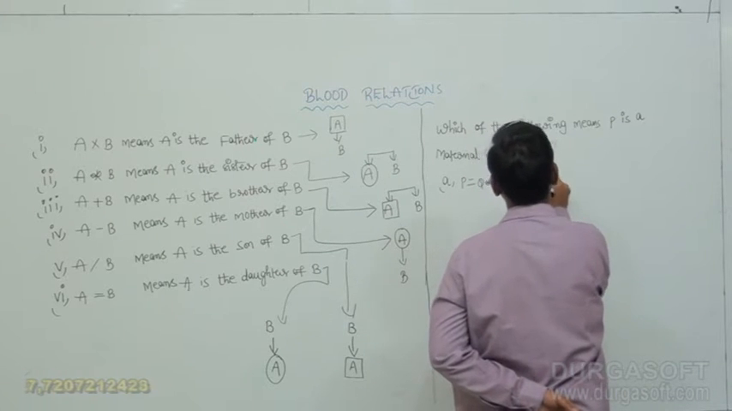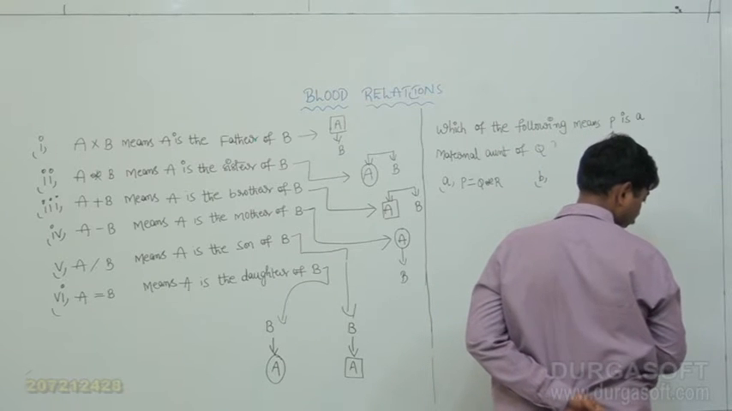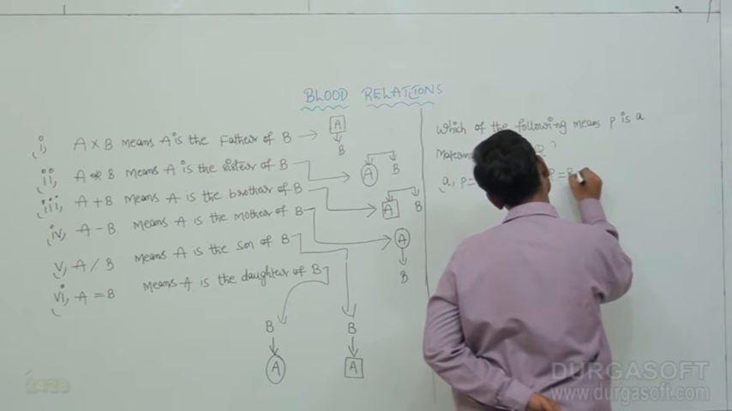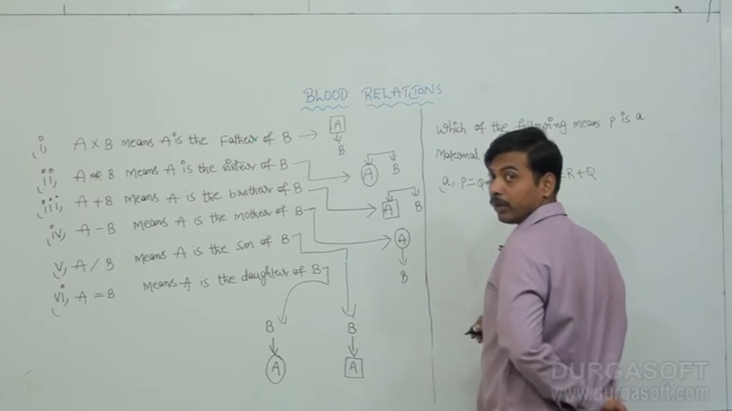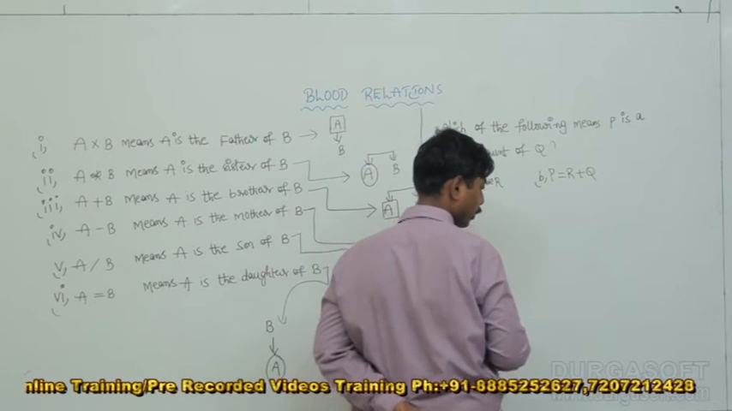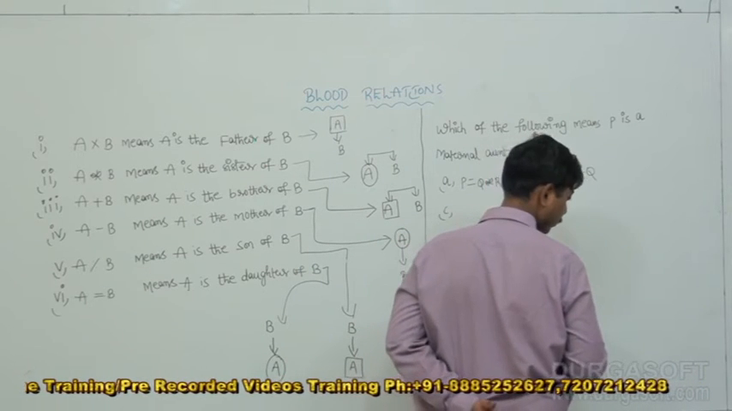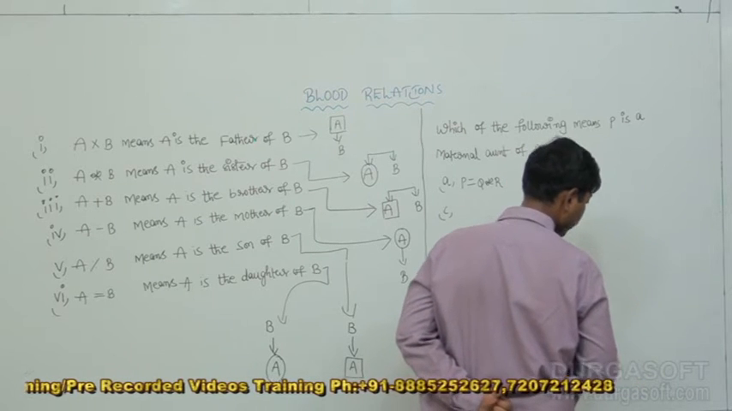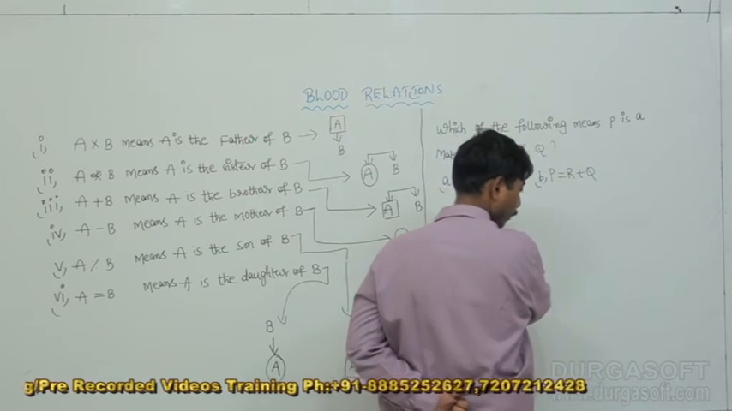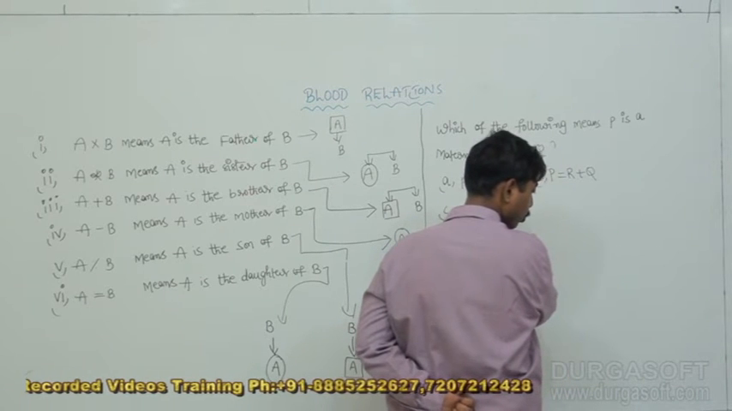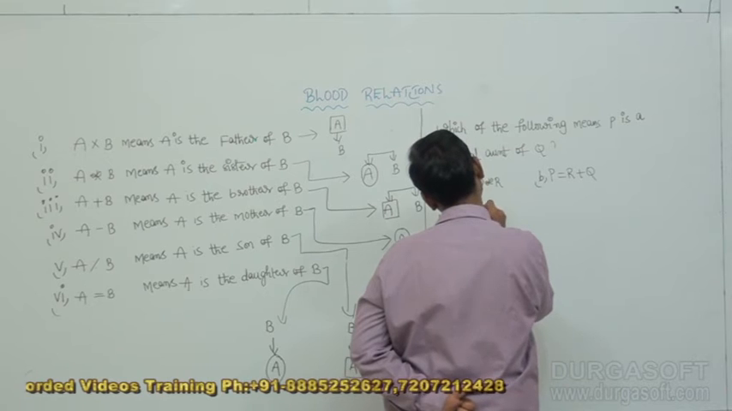Next one, option number B: P equal to R plus Q. Next one, option number C. Option number C is also clear: Q equal to R plus P.